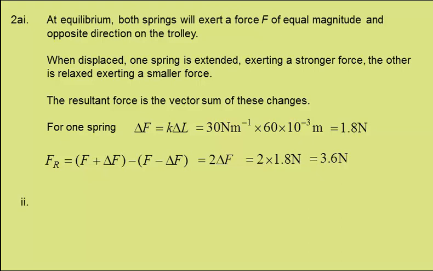In part 2, we need to find the acceleration of the trolley at the moment of release, stating its direction. Well, acceleration is force over mass, which is 3.6 newtons over 0.80 kilograms, giving 4.5 meters per second squared, and this will be to the right as the trolley was displaced to the left.